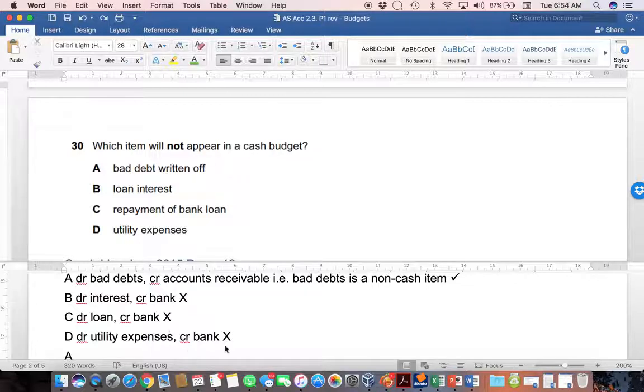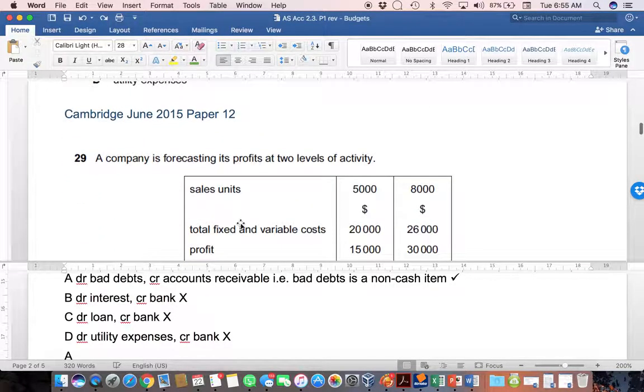And lastly, utility expenses must also be paid. So there is a bank amount involved. So for B, C, and D, they would all have to be factored in on a cash budget. However, A is not. And so A would be the answer that we'll choose.